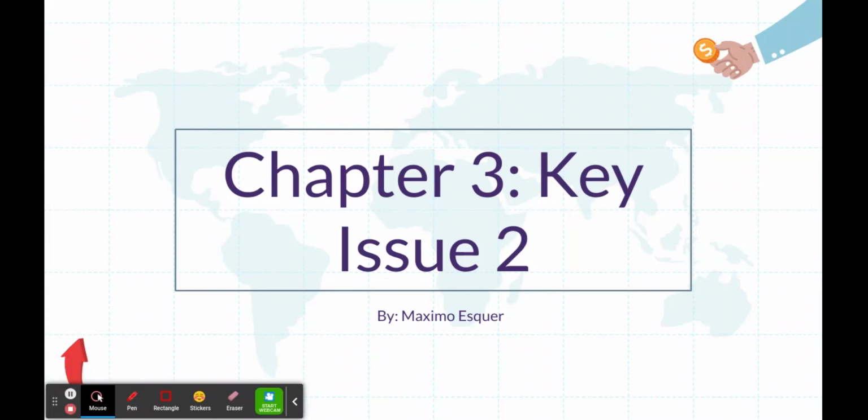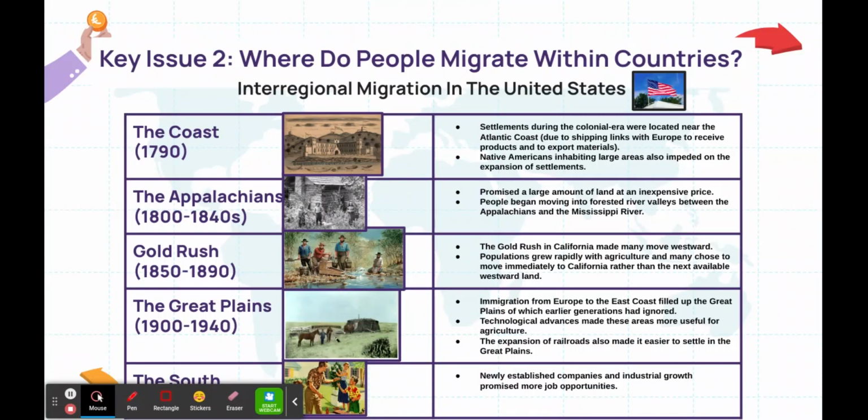Chapter 3, Key Issue 2. Where do people migrate within countries? This slide follows interregional migration in the United States. It begins in 1790 on the Atlantic coast. This location reflects the fact that during the colonial era, settlements all had to be near the Atlantic coast because they depended a lot on shipping links with Europe in order to receive products and to export their own products and raw materials.